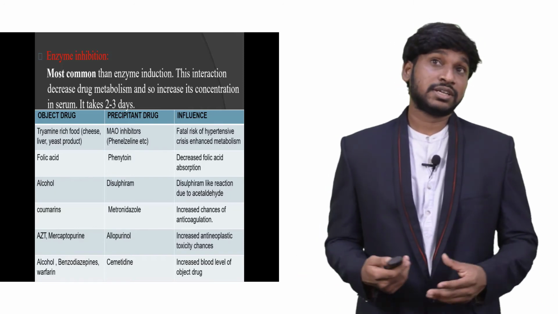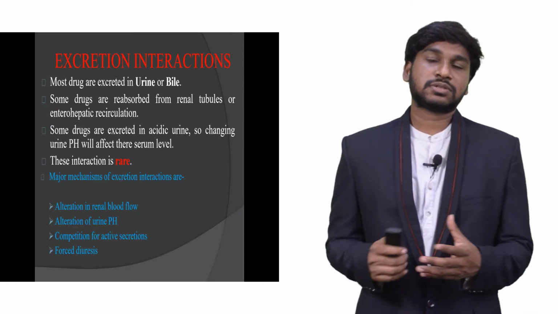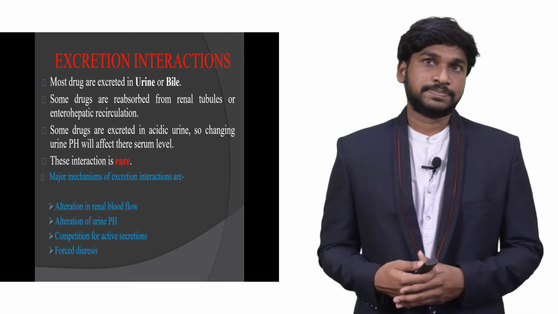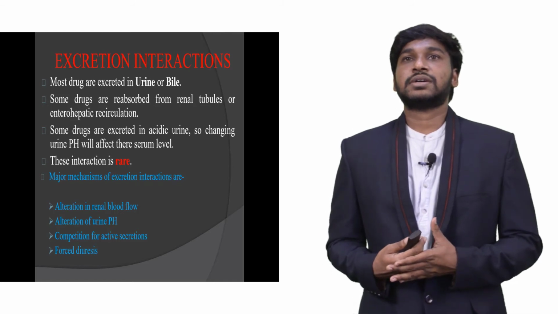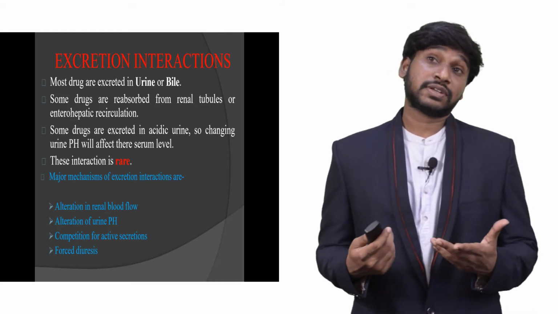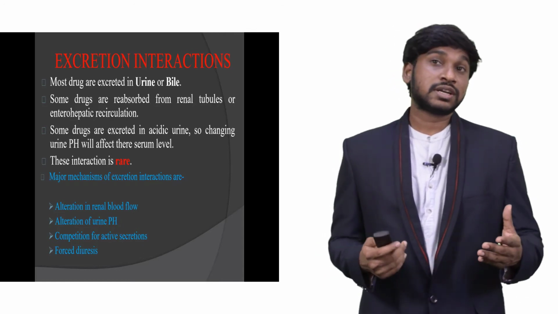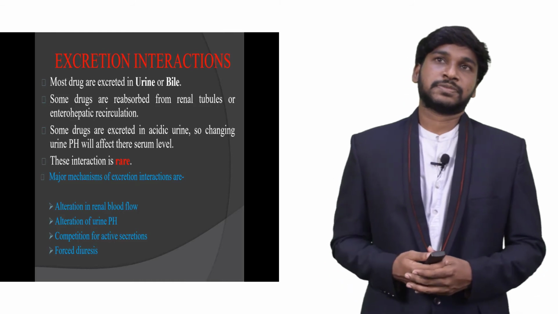And excretion interactions. Most drugs are excreted in urine or bile. Some drugs are reabsorbed from renal tubules and enter recirculation. Some drugs are excreted in acidic urine, and it affects the pH. The pH will affect the serum level. The major mechanisms of excretion interactions are alteration in renal blood flow, alteration of urine pH, and forced diuresis.